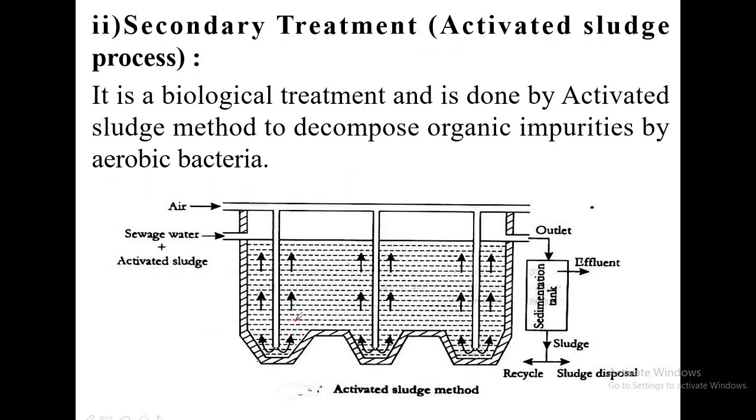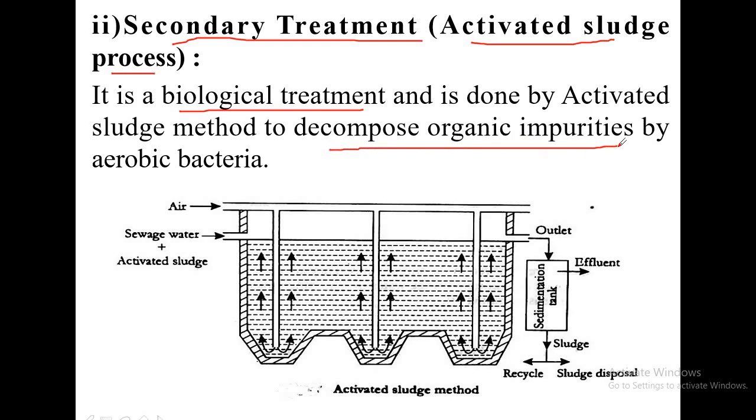Now in today's class, let us see something about secondary treatment of sewage, that is also called the activated sludge process, and it is also known as biological treatment. In this method, decomposition of the organic impurities takes place in the presence of aerobic bacteria. This method converts organic impurities into carbon dioxide and water by the action of aerobic bacteria.